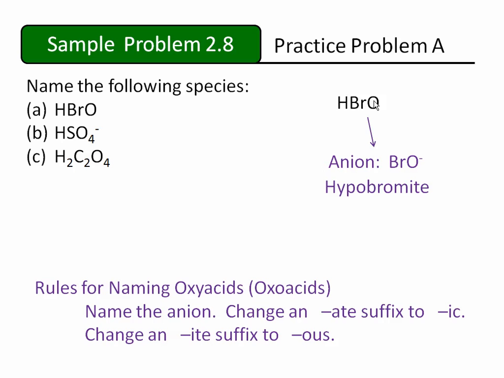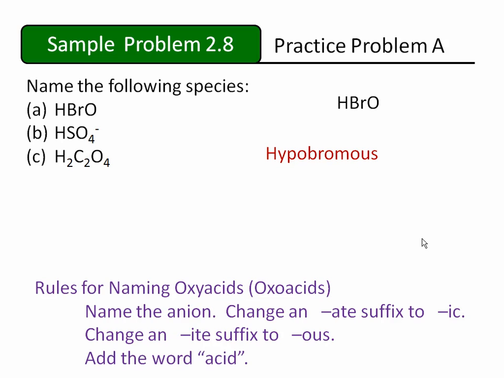The ITE suffix of the anion must be changed to OUS in our acid name. Therefore, we'll begin the name of this compound with the word hypobromous. We also need to have an indication that this compound is an acid, specifically in the name. For all acids that we discuss in Chem 1251, we will attach the word acid to the name of the compound. Letter A, then, will be named hypobromous acid.